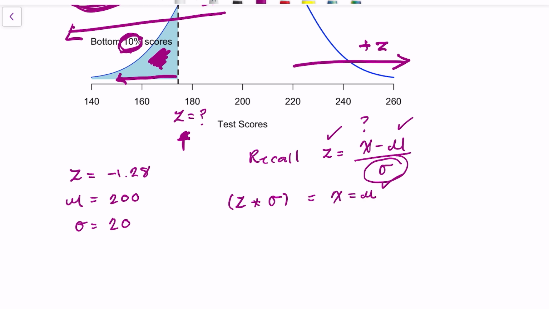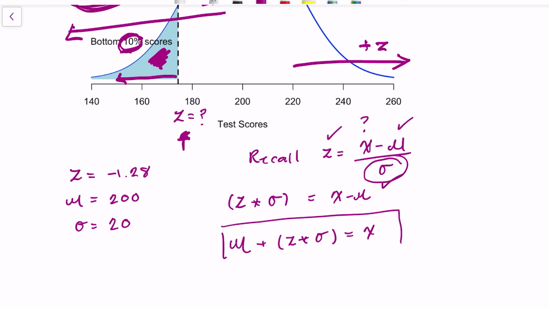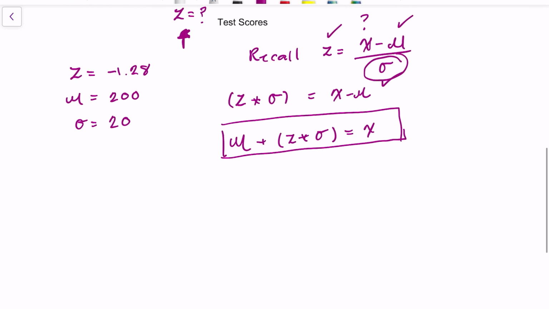X equals mu. Oh, sorry, not equals, minus mu. The way I'm going to move the mu now is I'm going to add it to both sides. So it would look like mu plus Z times sigma equals X. And this is my new formula for finding the score. So you don't actually have to solve for X every time. You can write the formula like this in your formula sheet, and that's what you can use. I just wanted to show you where it comes from.